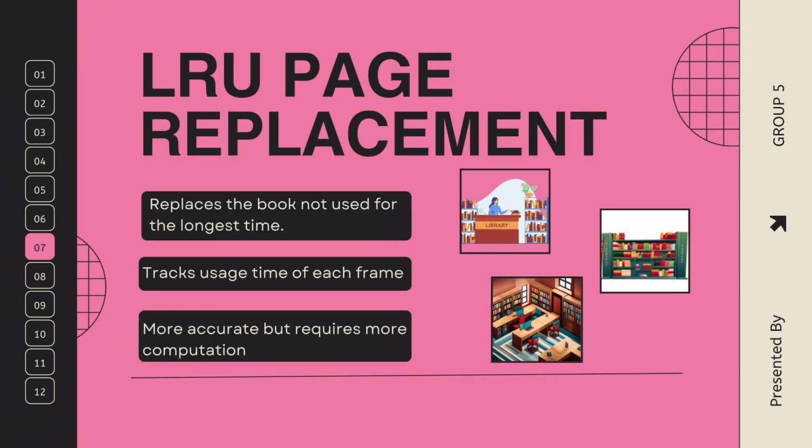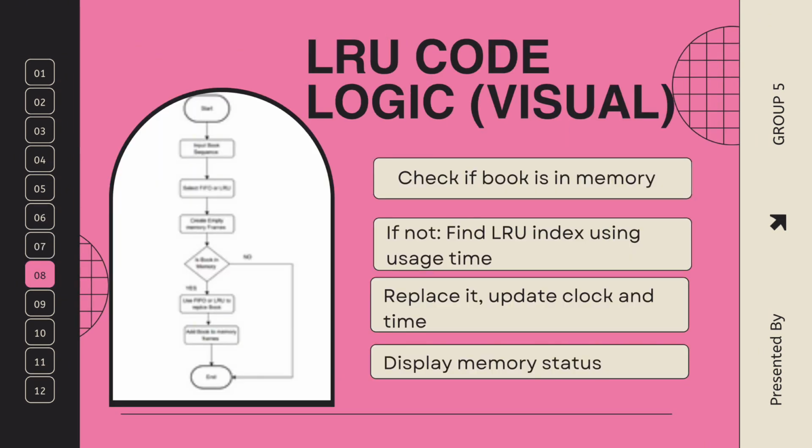For the LRU page replacement, now LRU works differently. It tries to be smarter by remembering the recent use of each book. It checks if the book is in memory. If not, it finds the one that hasn't been used for the longest time. It replaces that book, updates the usage time, and shows the memory state. LRU often performs better than FIFO, but it needs extra tracking, which can be complex in a large system.